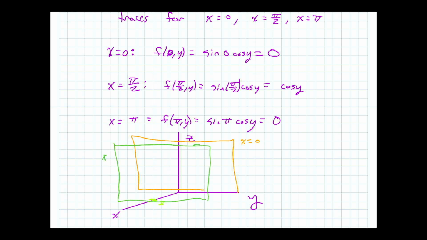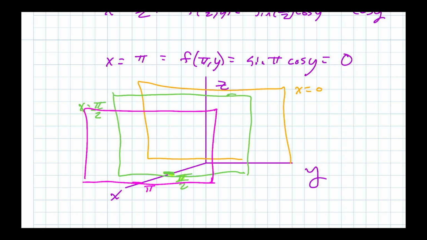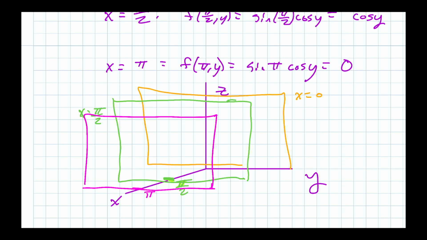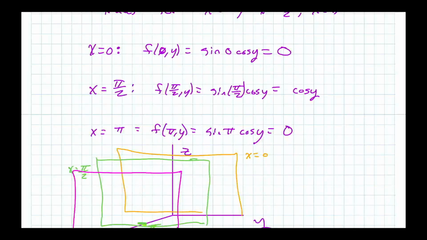Right, like this is x equals 2. Why did I write that so small and hard to read? All right, because this is pi over 2 here. And then if you came out even further, you'd have x equals pi, and that would be even further forward, right? And so these traces that we were doing are vertical traces.